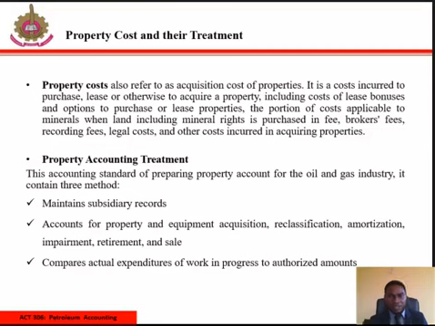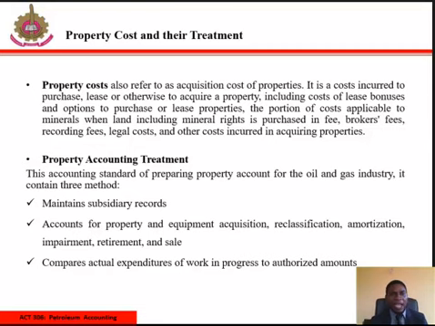Property cost and their treatment. The property cost is referred to as the acquisition cost of properties. It's a cost incurred to purchase, lease, or otherwise acquire a property, including cost of lease bonuses and options to purchase or lease properties, the portion of cost applicable to minerals when land including mineral rights is purchased in fee, brokers' fees, recording fees, and legal costs and other costs incurred in acquiring properties.